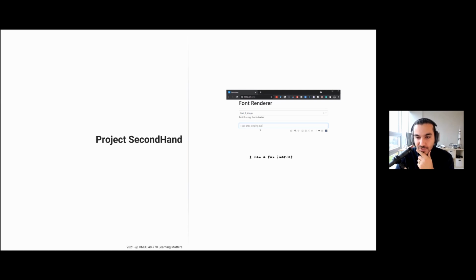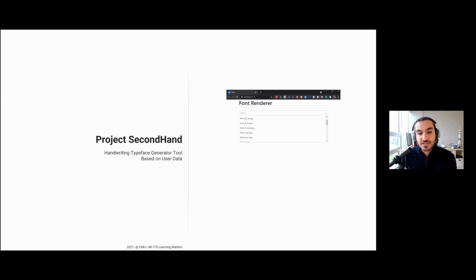I've done this project as a part of my PhD thesis, and it was a part of the class I'm teaching, Introduction to Machine Learning and Design. So the idea here was to make a tool that generates handwriting typeface based on the data collected from the user. And I need to mention that here, the topic of interest was not generating handwriting.